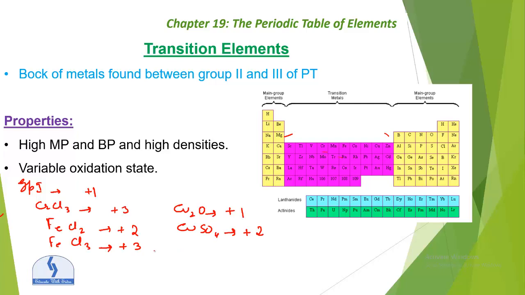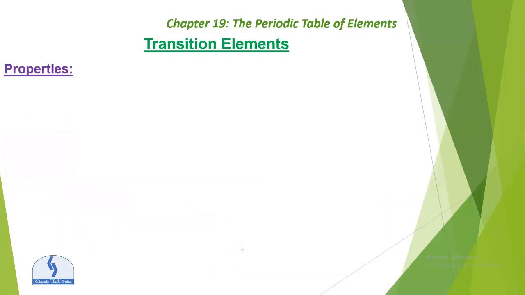So this is all about it. If we are talking about iron, FeO and Fe2O3, you can see here in FeO the oxidation state of iron is +2, and in Fe2O3 the oxidation state of iron is +3. So they have variable oxidation states, unlike group 1 and group 2 elements, because group 1 elements have only the oxidation state of +1, right? But in the transition elements, the oxidation state is variable, right?